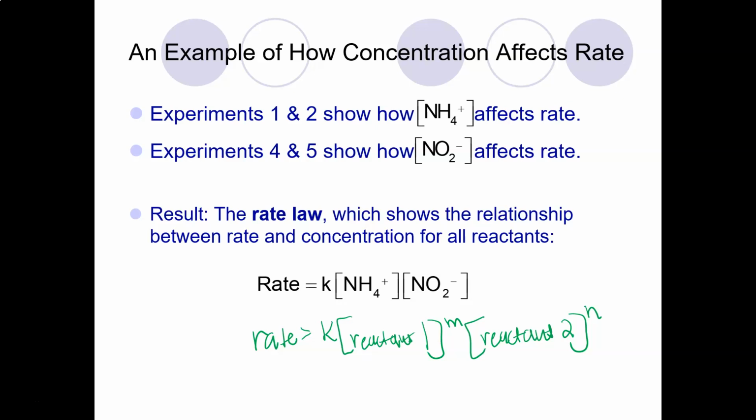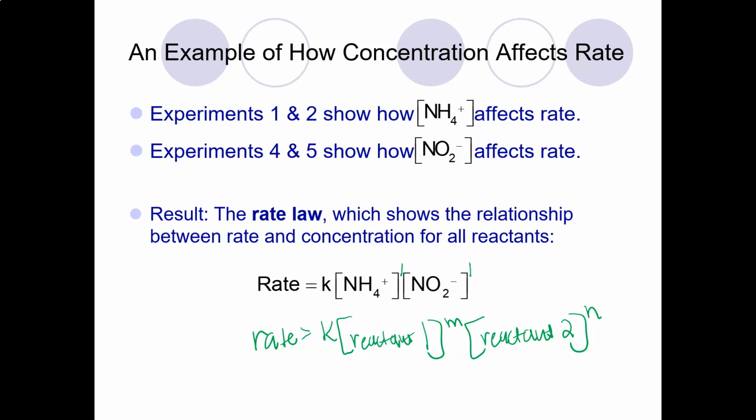Okay. So in this experiment, the NH4+ and the NO2- were my reactants. I got that from the balanced chemical equation. The powers came from what I just did. I got a 1 when I looked at NH4+, and I got a 1 when I looked at NO2-. So this is the rate law. It's the mathematical relationship comparing the rate to the molarities. The only way to get these powers, the number that goes here and here, is to do what we just did, looking at a set of experiments and choosing 2 experiments and comparing them.